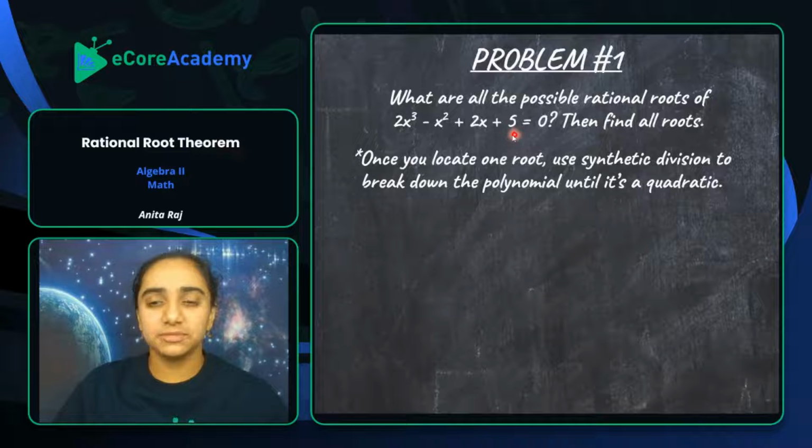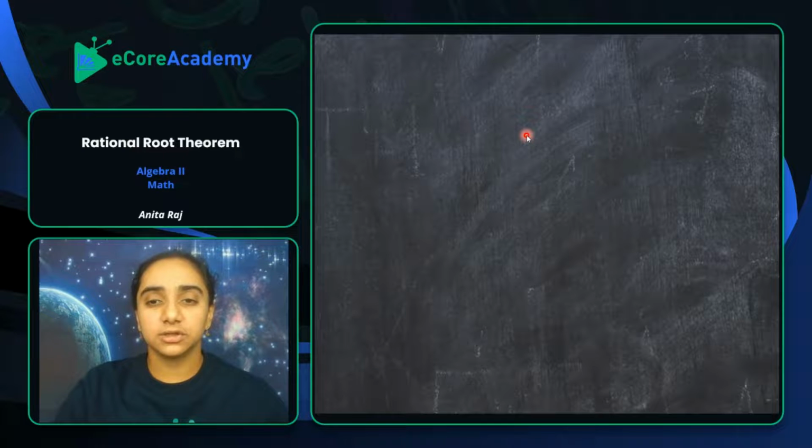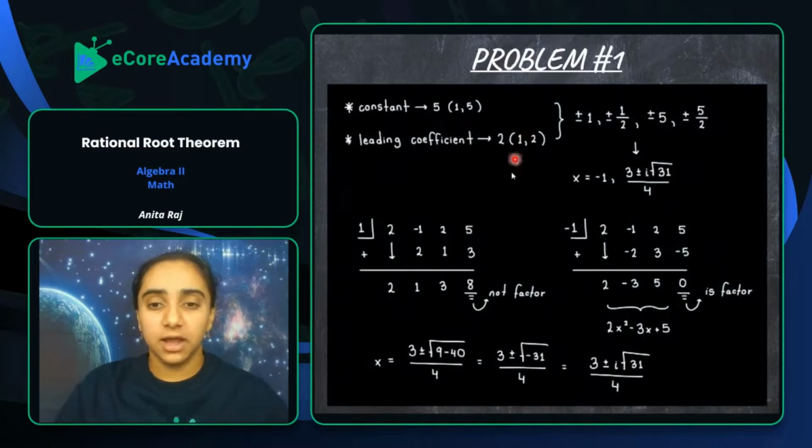And we're going to focus mainly on the first term and the last term. So the leading term and then the constant. So the leading term was 2x cubed. So I'm just going to start from here, leading coefficient 2x cubed. We're going to take the coefficient 2, and we're going to find its factors, which are 1 and 2, because 2 is a prime number. Our constant was positive 5. 5's also a prime number, so its factors are 1 and 5.